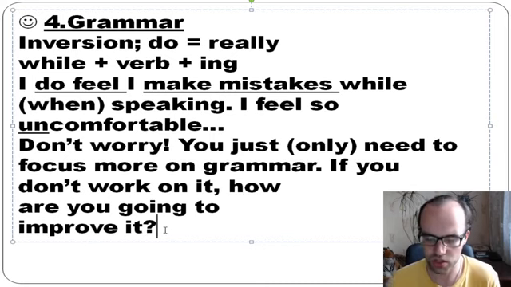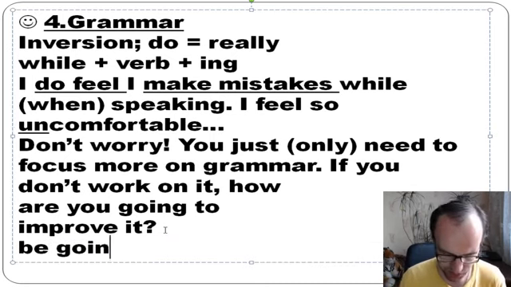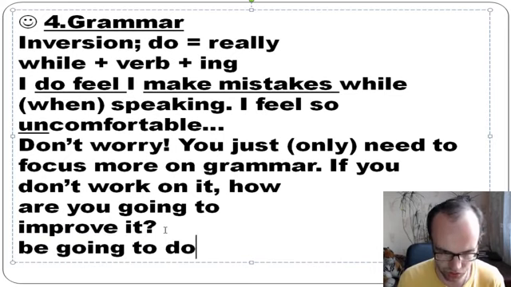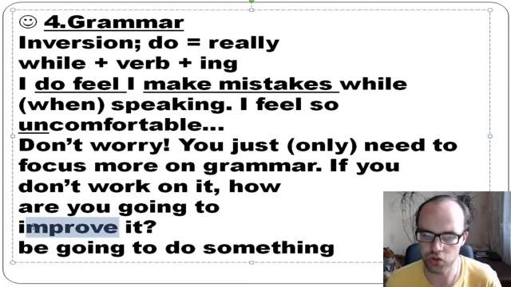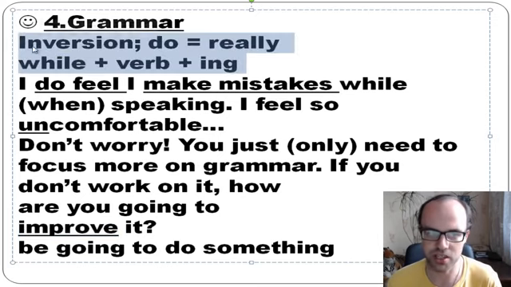This structure, be going to do something. I think that you know this structure, be going to do something, when you talk about your plans. How are we going to improve it or how are we going to make it better? Well, so grammar, inversion, do means really. And one more structure, while plus verb plus ing. Please memorize it and use it while writing and while speaking, okay?